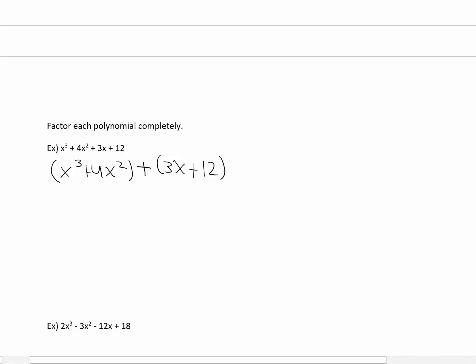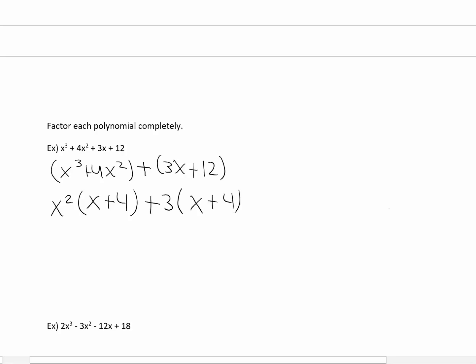The greatest common factor between the first 2 terms is x squared. When I divide out x squared from x cubed, I'm left with x. When I divide out x squared from 4x squared, I'm left with 4. Now, what is the greatest common factor of the last 2 terms? Well, that's 3. When I factor out 3 from the first term, I'm left with x. When I factor out or divide out 3 from 12, I'm left with 4.